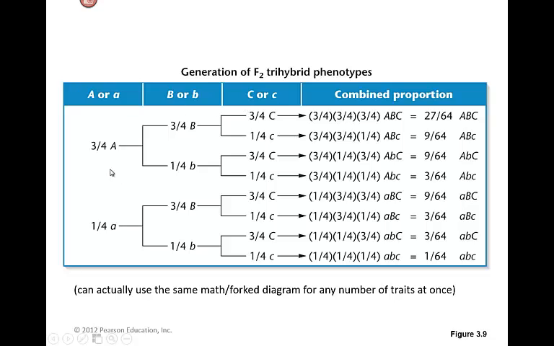So when you do the math, you can set up this sort of forked diagram, and you can really do any number of traits that you would like at once. You could imagine a D, an E, and so on through here. So when you're trying to figure out the combined proportion, again, all you simply need to do is just multiply these numbers. And what you can see is the potential ratio of offspring of the different gametes that are possible.